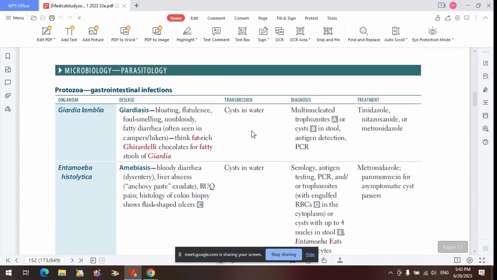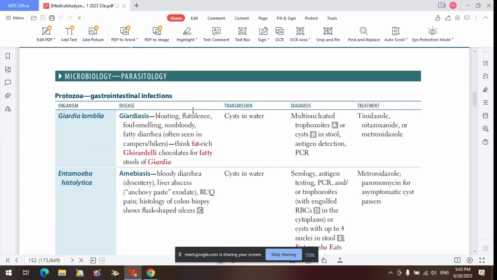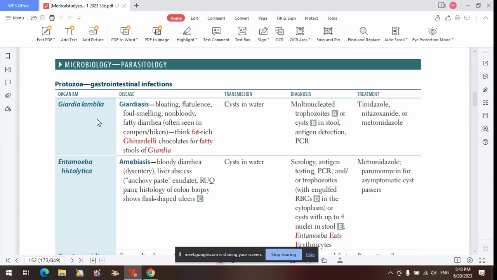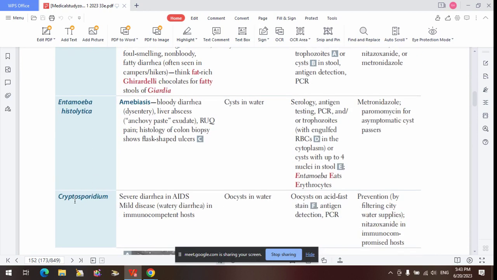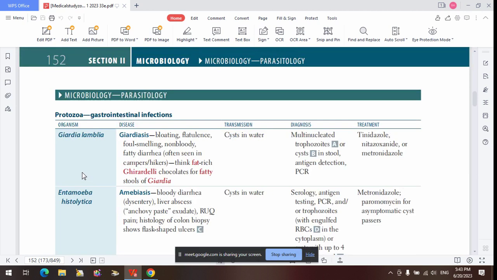Yeah. So the gastrointestinal infection. I said three organisms: Giardia lamblia, Entamoeba histolytica, and Cryptosporidium. So Giardia lamblia will cause giardiasis. I said that we are just going to be very fast.